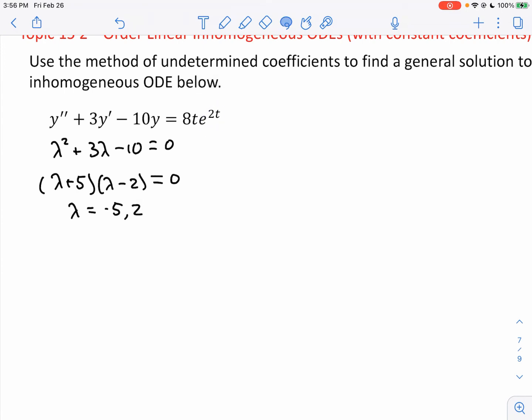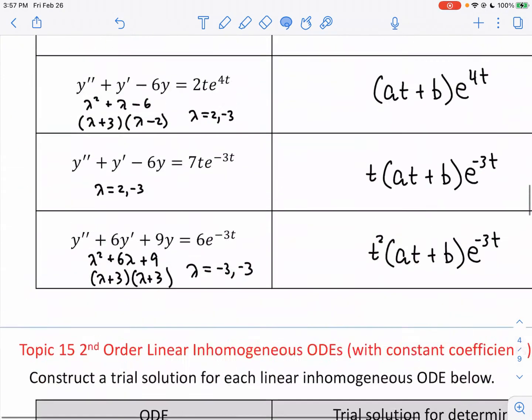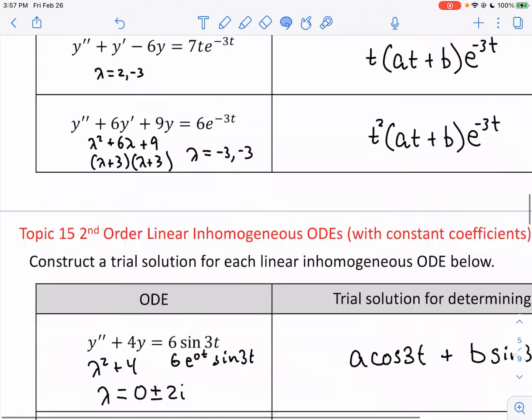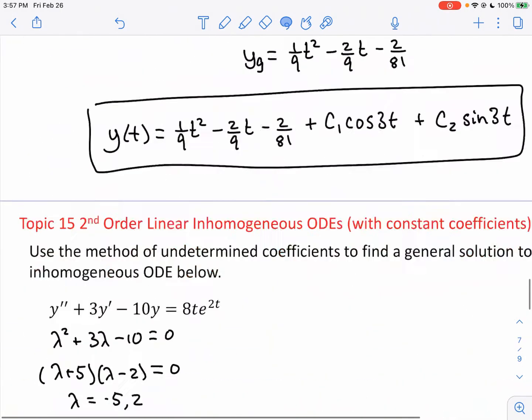Okay, now look at the structure of the forcing function. We have a polynomial, first degree, times an e to the 2t. Well, that 2 is the r, and it matches one but not both of our roots. As far as our table is concerned, we're in this realm right here. We have a polynomial times e to the rt, and our r matches one but not both roots. So we're going to have to use an arbitrary polynomial that matches the degree of this p, times e to the rt, and then with an extra t in front. Here we go.